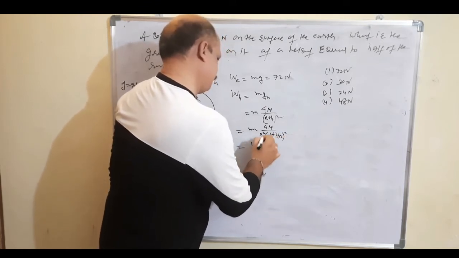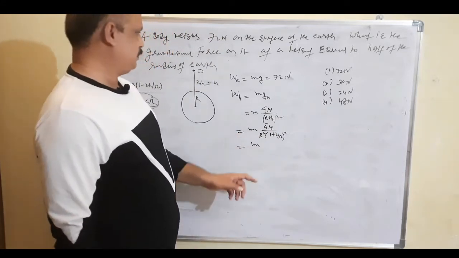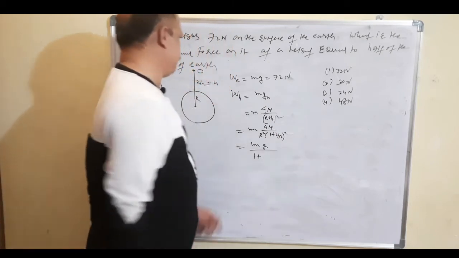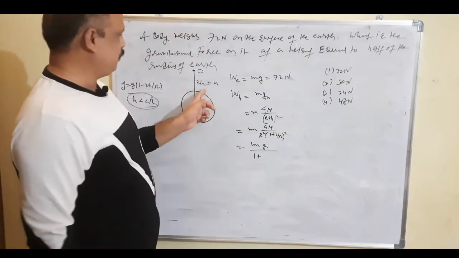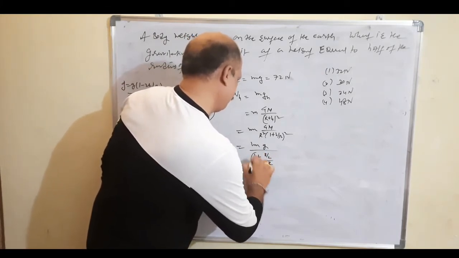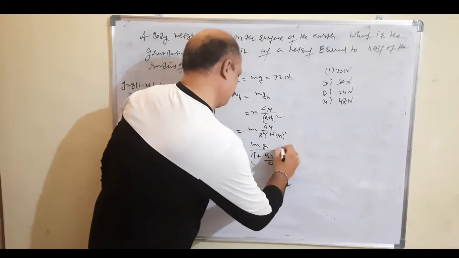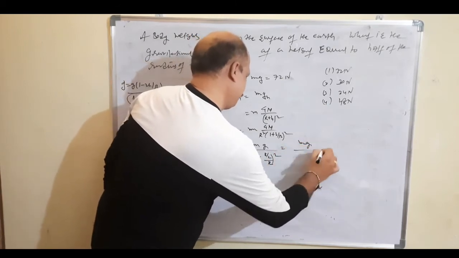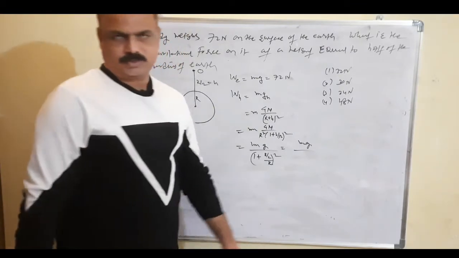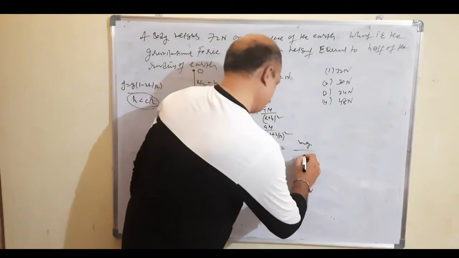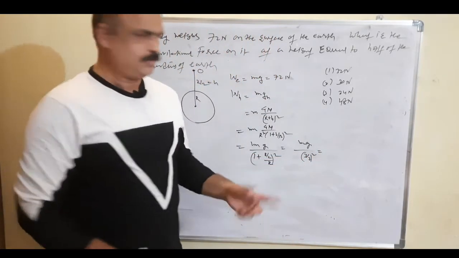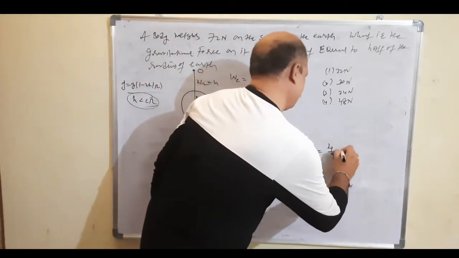So m into GM by r square. GM by r square means g, by 1 plus h by r. Here h means how much? R by 2. So R by 2 by r, whole square. That is equal to mg, r cancels, 1 plus 1 by 2. 1 plus 1 by 2 means 3 by 2. So 3 by 2 whole square is 9 by 4. That means 4 by 9 into mg.